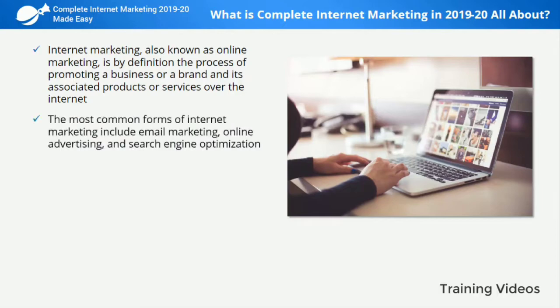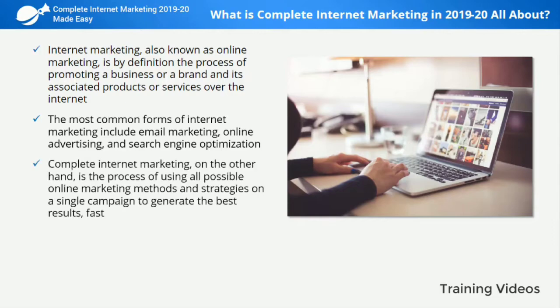The most common forms of internet marketing include email marketing, online advertising, and search engine optimization. There also exist other, more indirect forms of internet marketing, such as affiliate marketing, and more modern internet marketing formats, such as video marketing. Usually, individuals and companies trying to promote a business or brand on the internet focus on one or two methods, but they are leaving a lot on the table. Complete internet marketing, on the other hand, is the process of using all possible online marketing methods and strategies on a single campaign to generate the best results, fast.